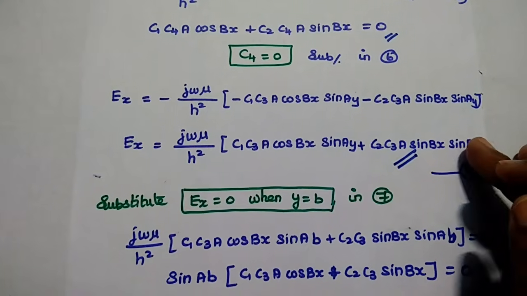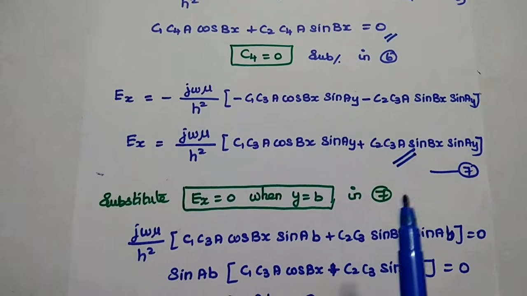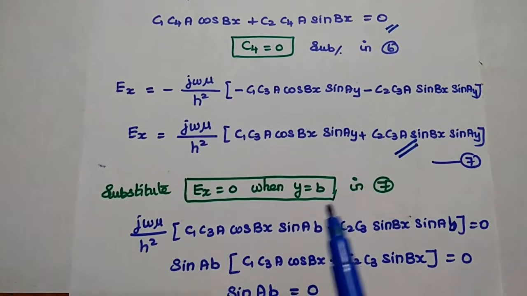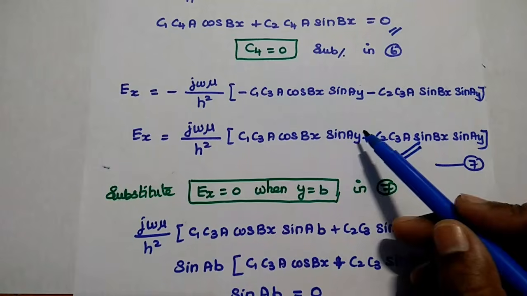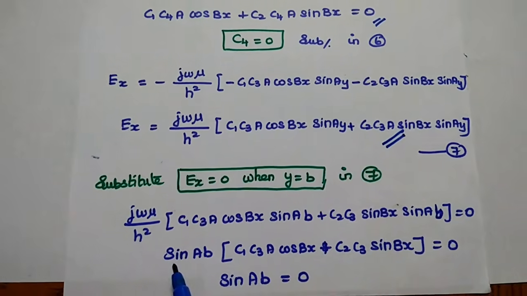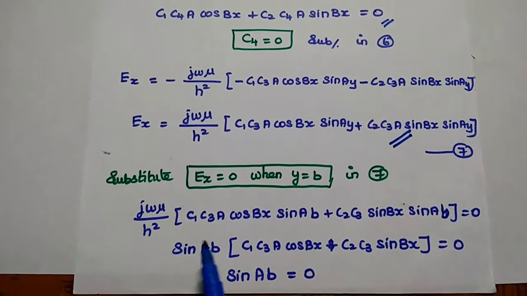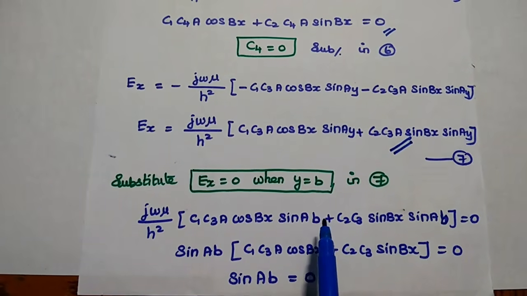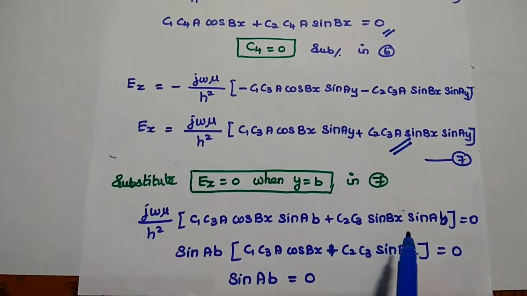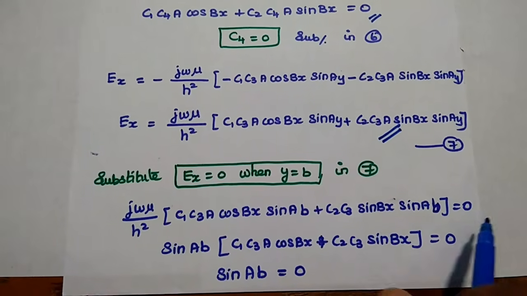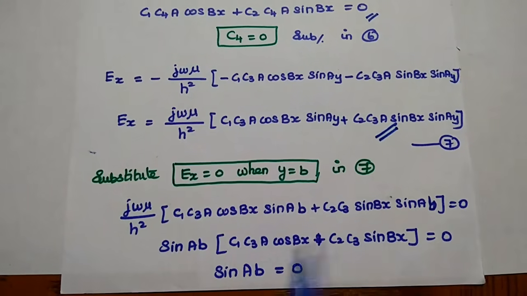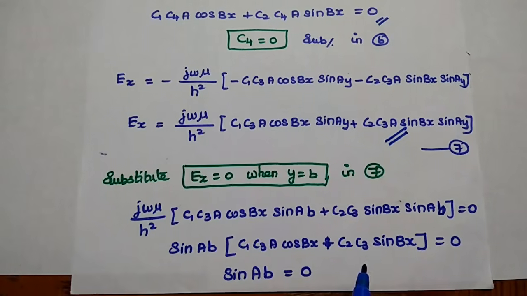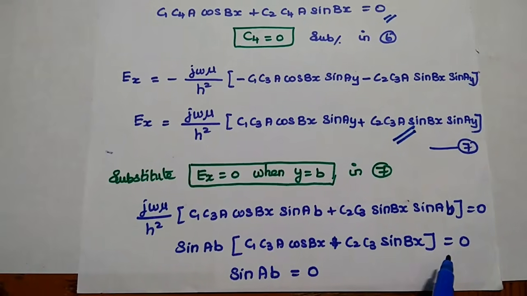Okay, so next we are going to substitute the second boundary condition in the seventh equation. So Ex is equal to 0 when y is equal to b. So now we can replace the y value as b over here. Then we can get j omega mu by h squared c1 c3 a cos bx sin ab, where y is replaced with the value b, plus c2 c3 a sin bx sin ab is equal to 0. Here we can take sin ab as a common term. Then we can write sin ab times c1 c3 a cos bx plus c2 c3 a sin bx is equal to 0.